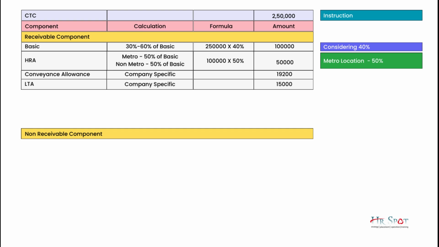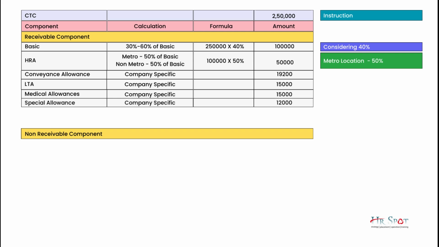The next component will be medical allowances, which is again a fixed component and does not have any specific percentage or norms, but 15,000 generally we include because of linkage with the income tax calculation. Then we can have one more allowance as special allowances, which I have kept as 12,000 in this particular example. So these are the receivable parts that we have included. Now let us talk about the non-receivable part.